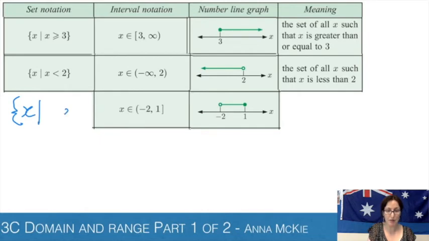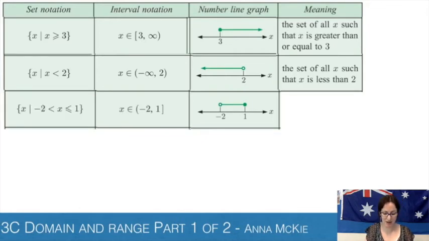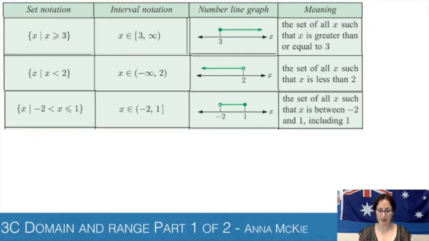So we put X in the middle, you put the greater than, less than signs, and with the 1 you'll add in the extra line, 1 here, a -2 on the left, and your curly bracket again. There we are, written neatly. And that means the set of all X such that X is between -2 and 1, including 1.